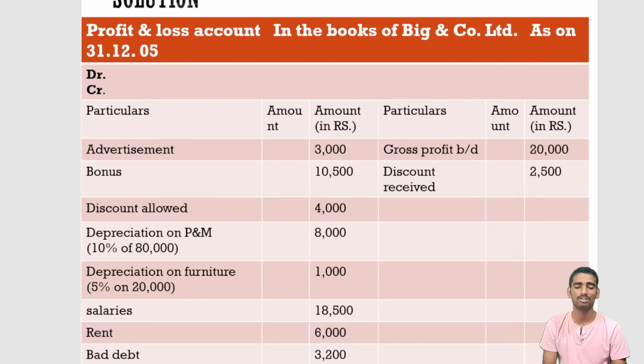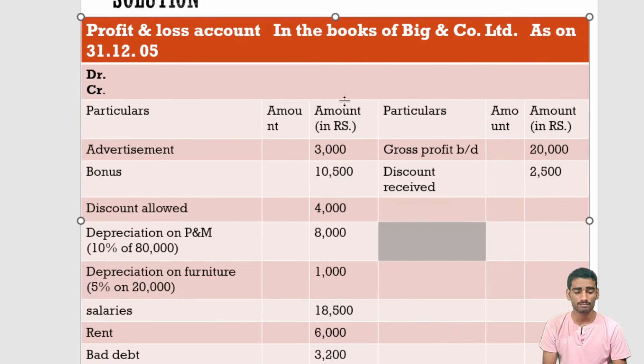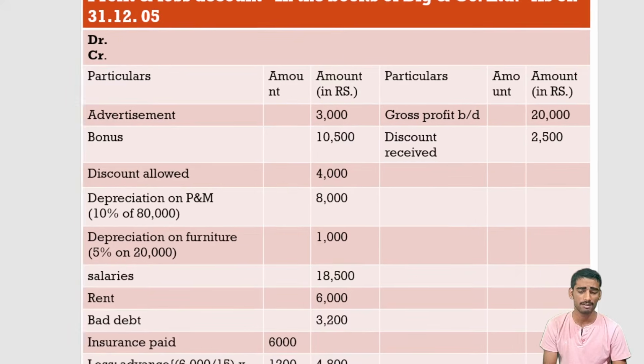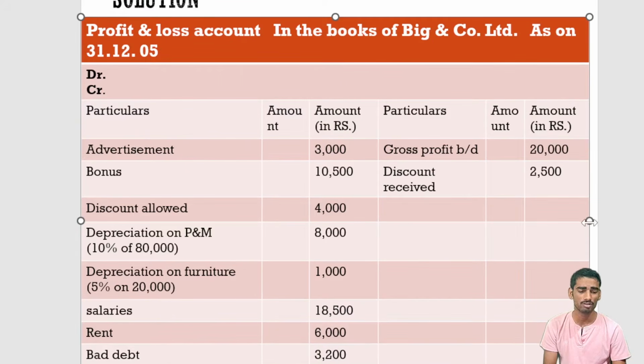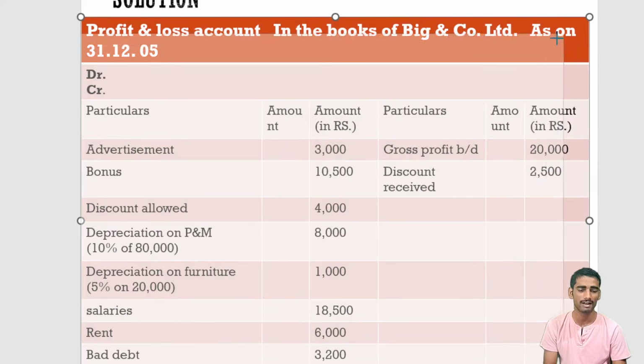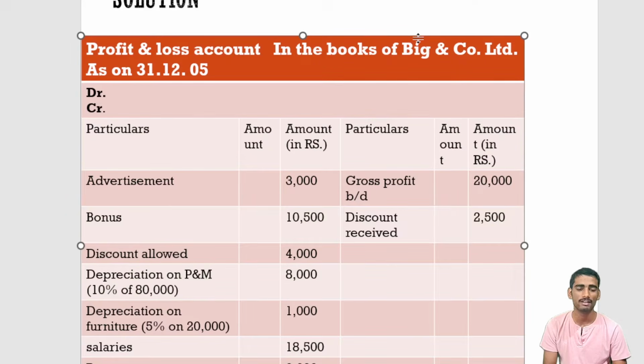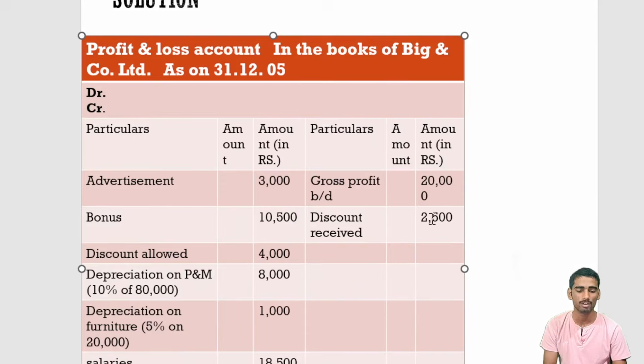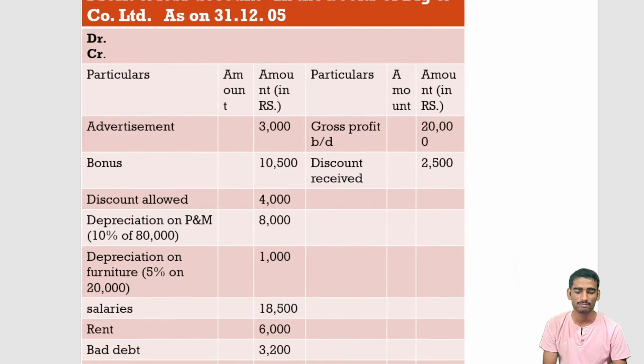Okay, coming to the solution, so this is basically what I have prepared. Remember guys that whatever solution I am saying, it may vary from question to question. Okay, so it can vary from question to question. It is not that if it is Big and Co Limited then you have to write just Big and Co Limited, you may have to write some other things too. Okay, so let me discuss these things.